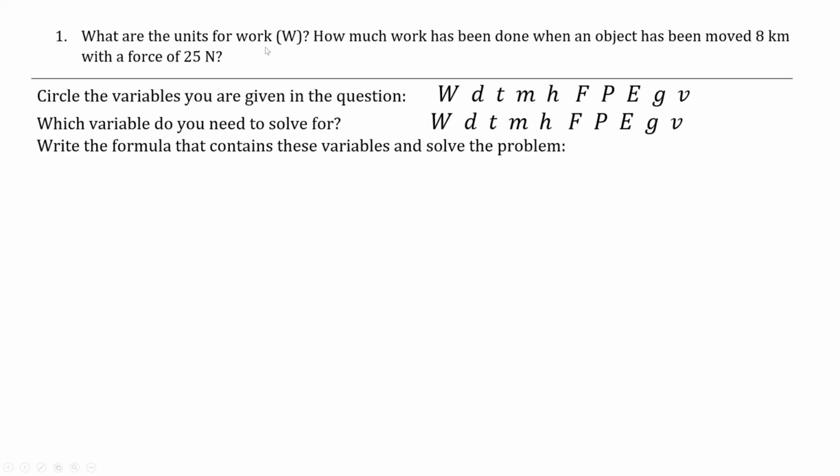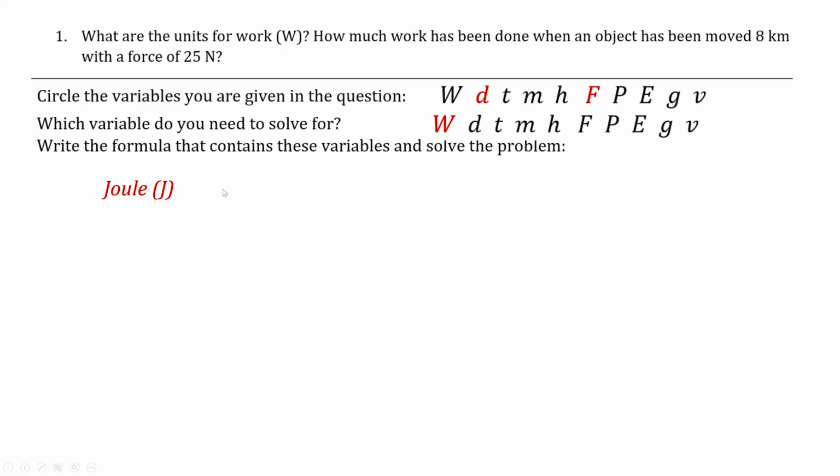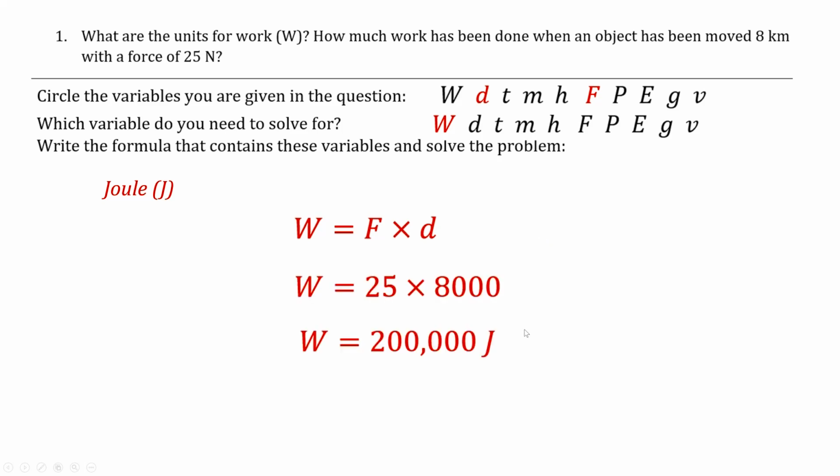So question 1, what are the units for work? Work is measured in joules. Energy is also measured in joules. How much work has been done when an object has been moved 8 kilometers with a force of 25 newtons? So what have we been given? We've been given a distance and we've also been given a force. What do we need to work out? We need to work out the amount of work done. The equation you want to use is this one, work equals force times distance. This is a pretty simple calculation. So 200,000 joules, or you could put 200 kilojoules for that answer, kilo being 1,000, so if you think of kilograms.